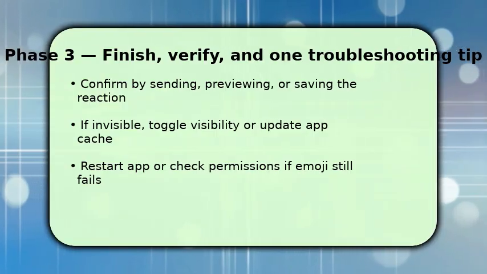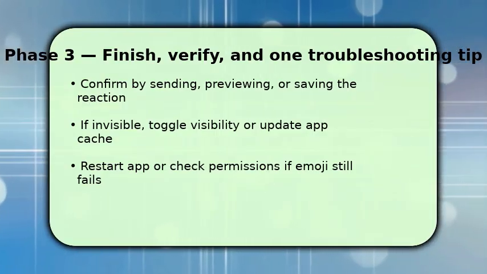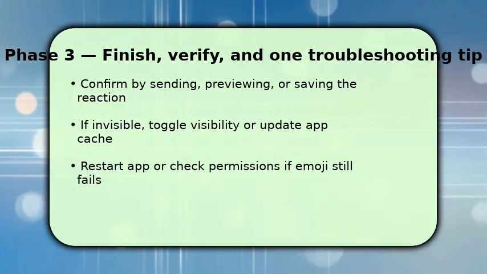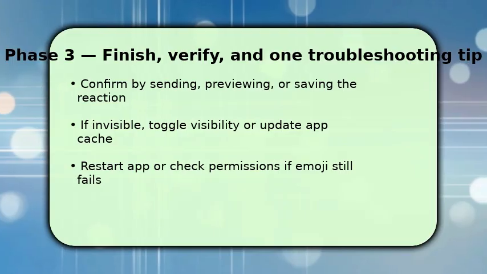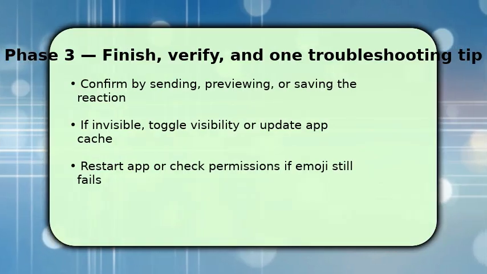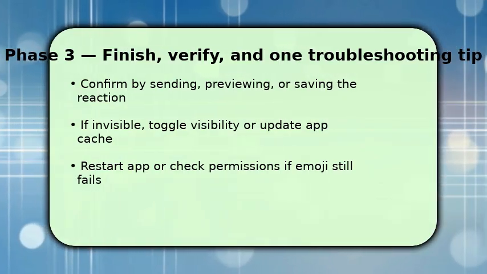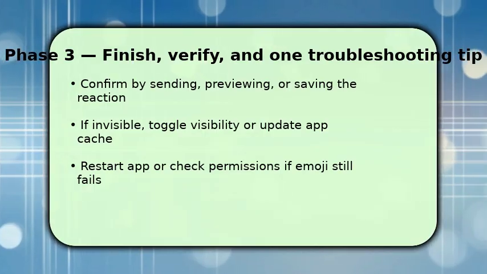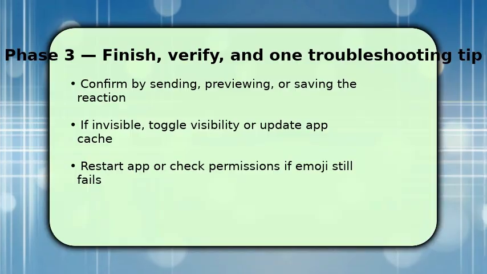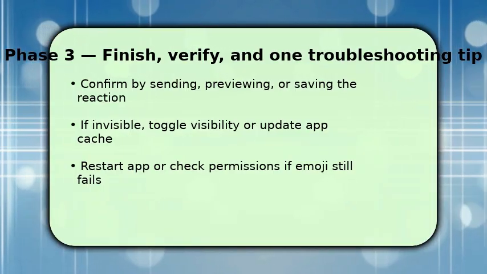Send the message, save the reaction, or preview the post to see it in place. If it does not show, make sure visibility settings and permissions allow reactions, toggle them, and clear the app cache. Once done, restart the app. That often resolves sync or rendering issues. If you still have trouble, check that both parties run a compatible version. Compatibility is the key fix when nothing else works, so update as needed.